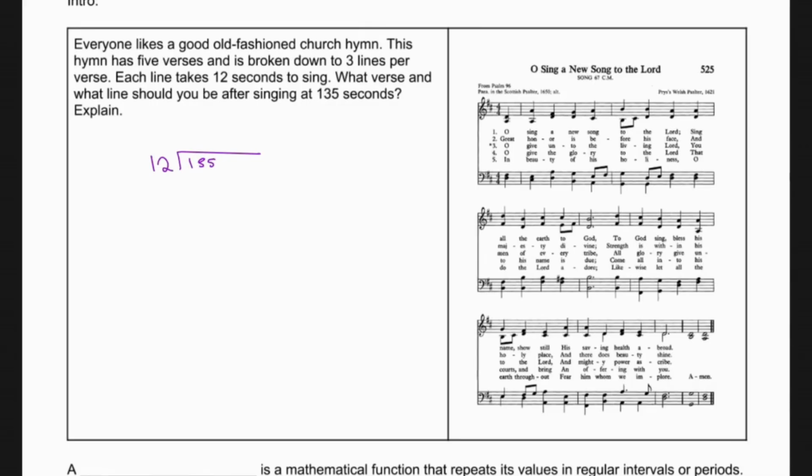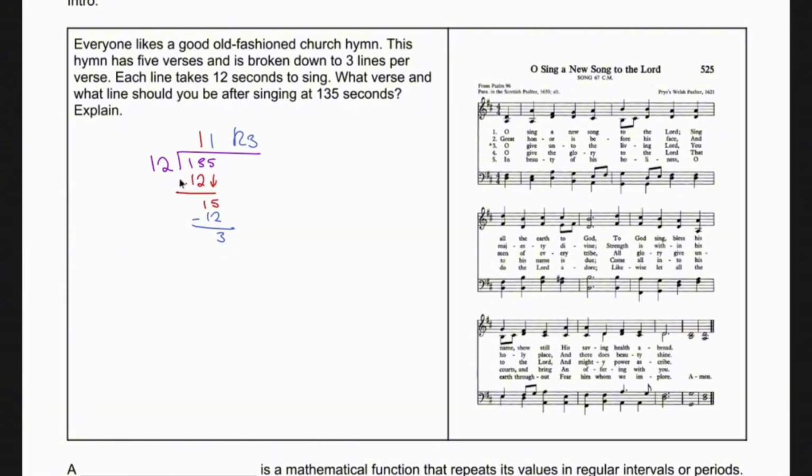12 goes into 1 zero times. 12 goes into 13 one time. 1 times 12 is 12. Subtract 1, drop down the 5. Okay, so 12 goes into 15 one time. 1 times 12 is 12. Subtract 12, get 3, remainder 3.